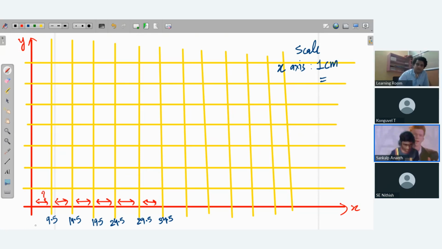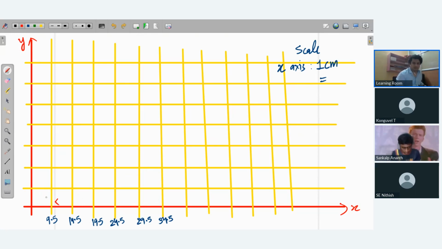So to deal with that, we make this mark. That tells us that we have sort of shrunk the unnecessary portions. In that we write 1 centimeter represents 5 units.